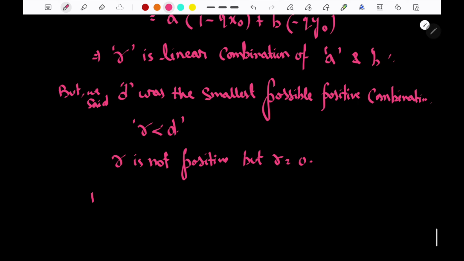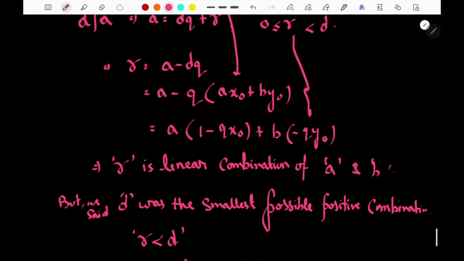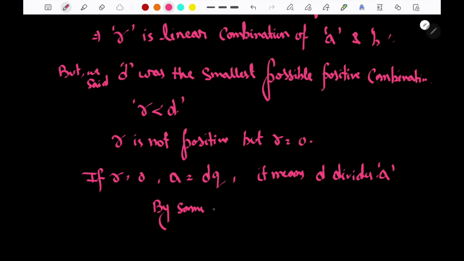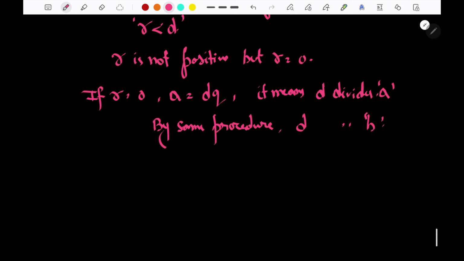If r becomes 0, then what will happen with a? So a will be d into q. A will become d into q. Done. It means d divides a. Now we can also argue by the same procedure that d divides b. Okay, so it means d is a common divisor.